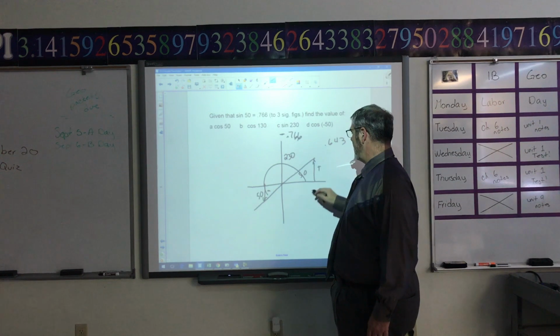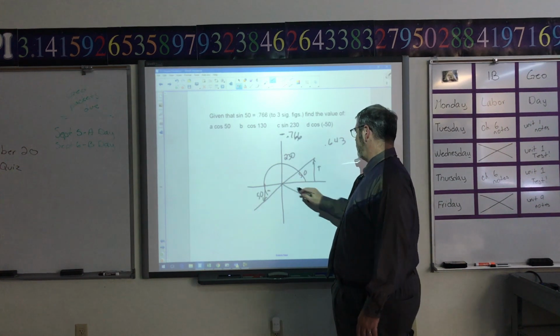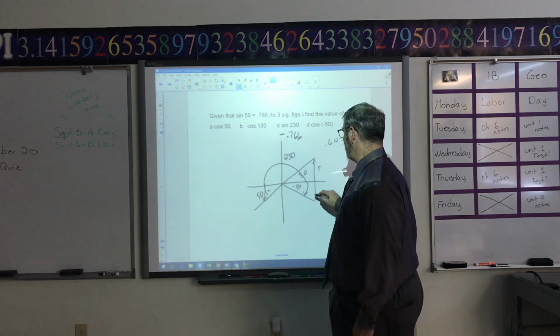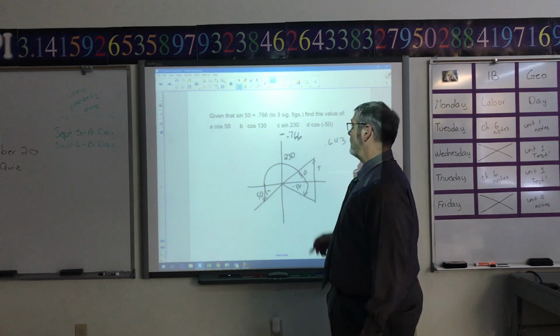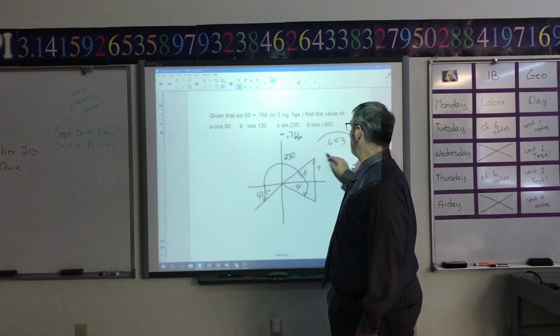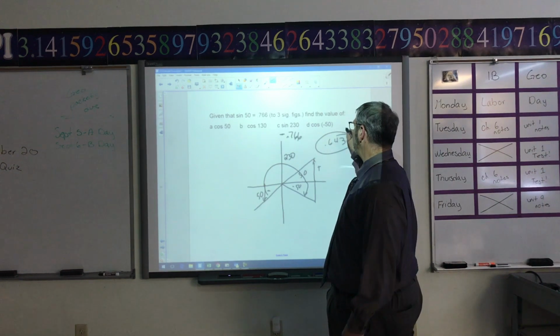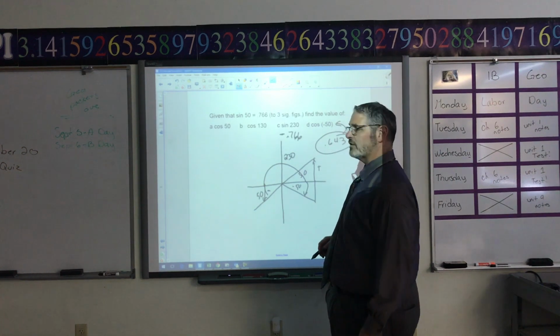And the cosine of 50, which we just figured out a moment ago as 0.643, if I'm going in the opposite direction, in the negative 50 degrees, well, this is going to be the same x value. So it's going to be the same x value as the cosine of 50, which is 0.64.